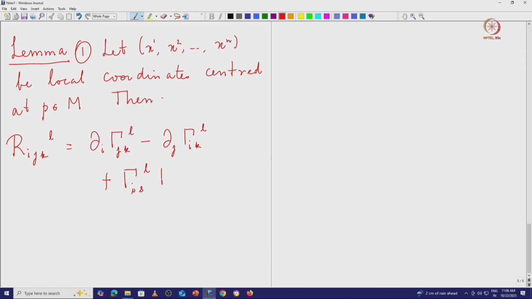Gamma s, j k minus gamma i k s gamma j s l. Okay, so schematically this is some derivatives of the Christoffel symbols plus something that involves a quadratic term in the Christoffel symbols.